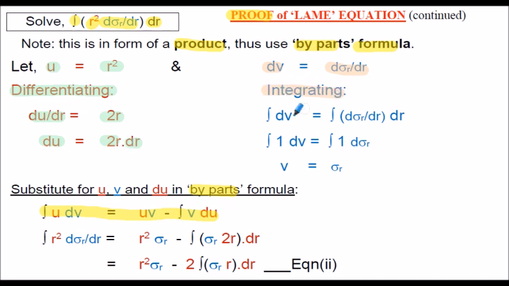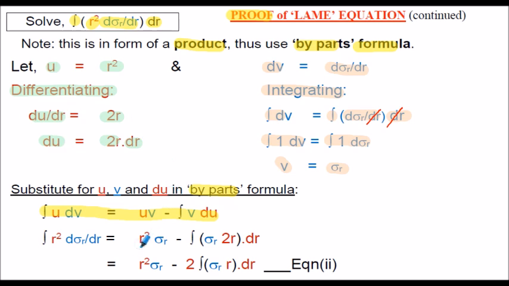Integrating the dv, we have the integral of d sigma r over dr with respect to r. The dr in the numerator cancels with the dr in the denominator. So on the left hand side, we're essentially integrating 1 dv, and on the right hand side, we're essentially integrating 1 d sigma r. Performing the integration, v is equal to sigma r. I'm ignoring the constant of integration here, and we'll add the constant of integration at the end of the integration process. So we're inserting the values now into our by parts formula.